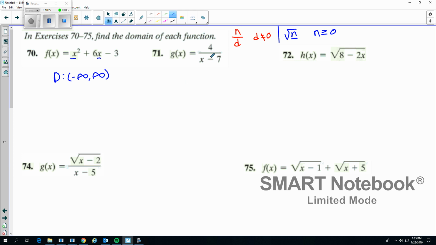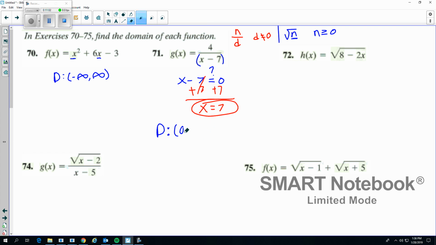Okay, 71, this one we do have a fraction. So if you remember, the denominator cannot equal 0. So what you do is you take it and set it equal to 0 and ask yourself, what value would cause that to equal 0? And so in this case, it's going to be 7. So that's going to be the off-limits value. You don't want to plug in 7 into this function because you'll divide by 0, which is undefined. So the way we're going to list our domain is we're going to go from negative infinity. So here we go. From negative infinity all the way up to 7, but not including it.